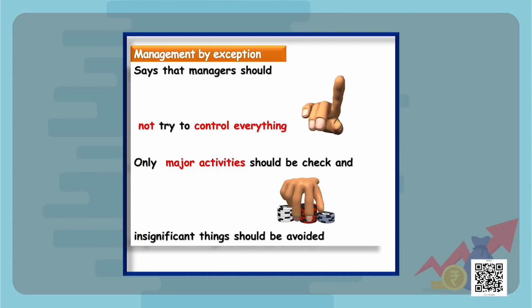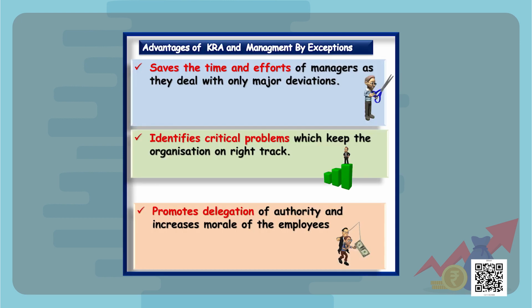Then we have management by exception. Managers say that an attempt to control everything results in controlling nothing. So we should try to ignore minor deviations and always focus upon major deviations. Now what are the advantages of key result areas and management by exception? It saves the time and efforts of managers as they deal with only major deviations. It identifies the critical problems which keep the organization on the right track. It also promotes delegation of authority and increases morale of the employees.